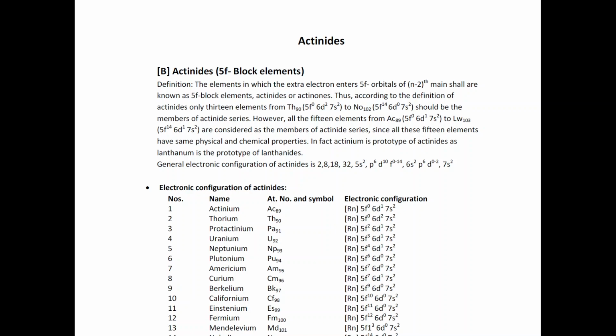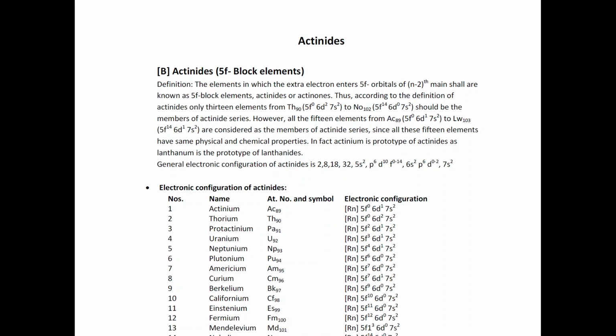Thus, according to the definition of actinides, only 13 elements from Th 90 (5f0 6d2 7s2) to No 102 (5f14 6d0 7s2) should be the members of the actinide series. However, all the 15 elements from Ac 89 (5f0 6d1 7s2) to Lr 103 are considered as members of the actinide series, since all these 15 elements have the same physical and chemical properties. In fact, actinium is the prototype of actinides, as lanthanum is the prototype of lanthanides.